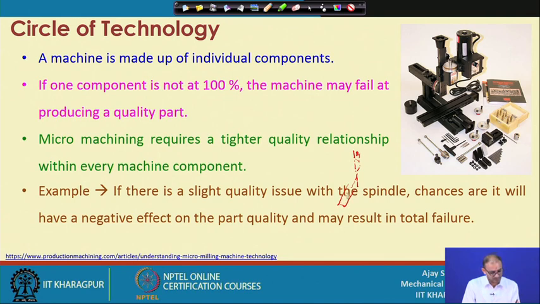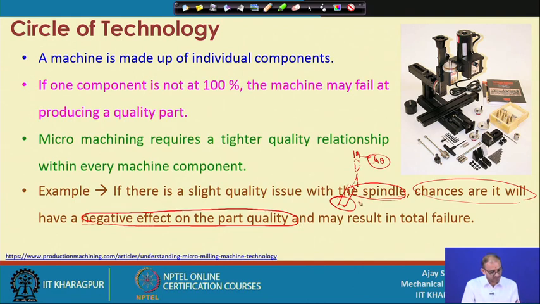So, whatever tool you are putting here, let it be a few micron degree only, micron degree or micron radius, that is also enough to bend your tool or not get the required result out of that, and ultimately your tool will be broken. So, those are the quality issues, then chances are it will have a negative effect on the part. Sometimes you get the machining done, but it is not exactly as per the specification, and sometimes it is a total failure. So, either the workpiece is not acceptable and the tool is also broken before you do further operation on the component.